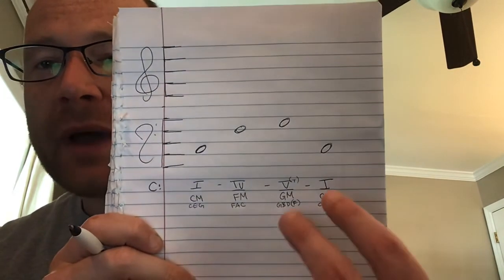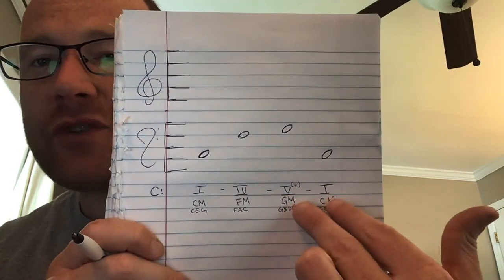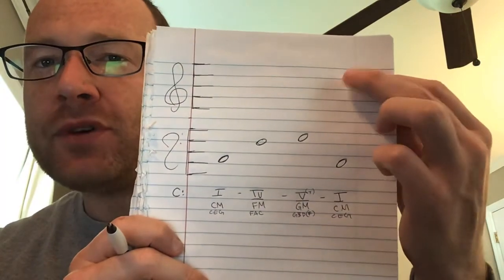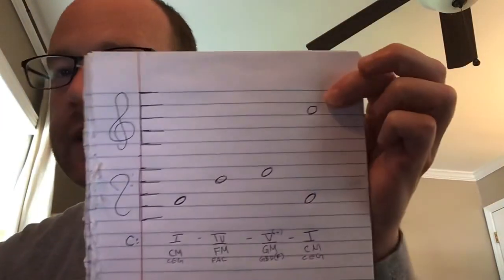Okay, so I've got my 5-1. Neither is an inversion, and to make it a perfect authentic cadence, I'm gonna put the tonic in the melody. Okay, so I know that I want to end that way. All right, so from there, I can go ahead and figure out what I want my melody to be.